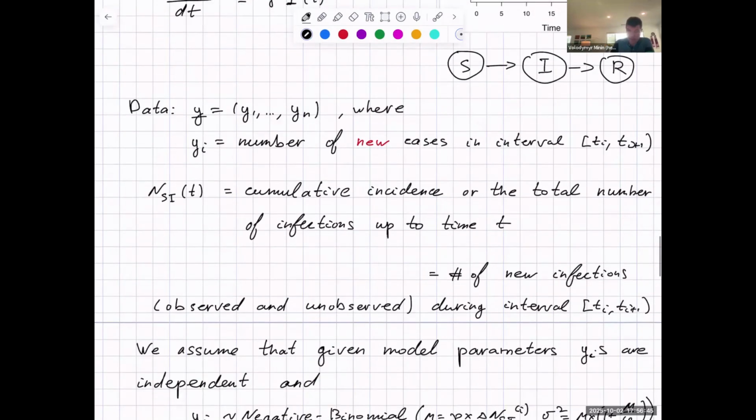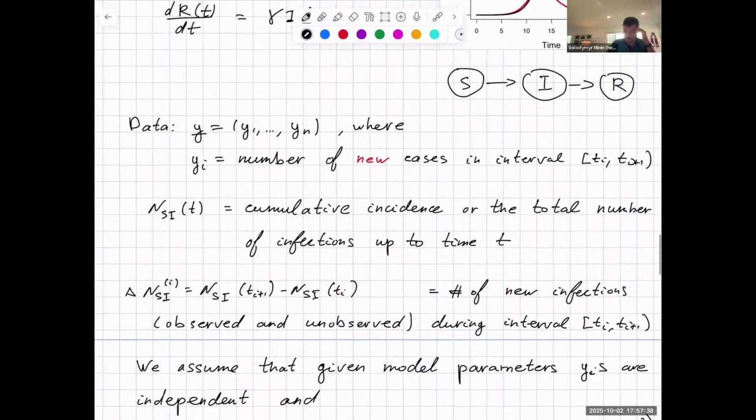Because if I had that, then I would do the following. Let's form delta N_SI, which will be N_SI at t_{i+1} minus N_SI at t_i. And that will give me the number of new infections, right? Because if I'm subtracting the total number of infections at time 5, let's say, minus the total number of infections at time 4, what's left is the number of new infections that happened between time 4 and 5. That's a very important trick, which is somehow not even in infectious disease books. It's people who know what to do, but it's not very well documented.